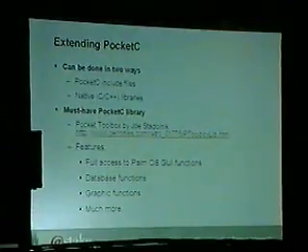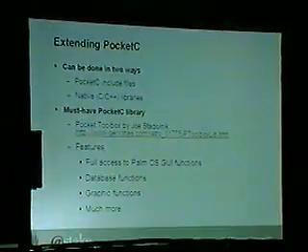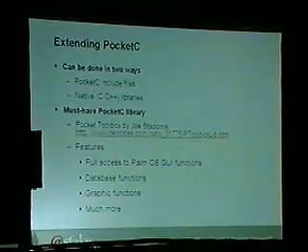You can extend Pocket C in a couple of ways. One is through what they call the include files. You basically include .h files, but you put code in there. And you can create different modules, which is what we did for Austin. You can also create native libraries, which you can interface to, which is also what we did.